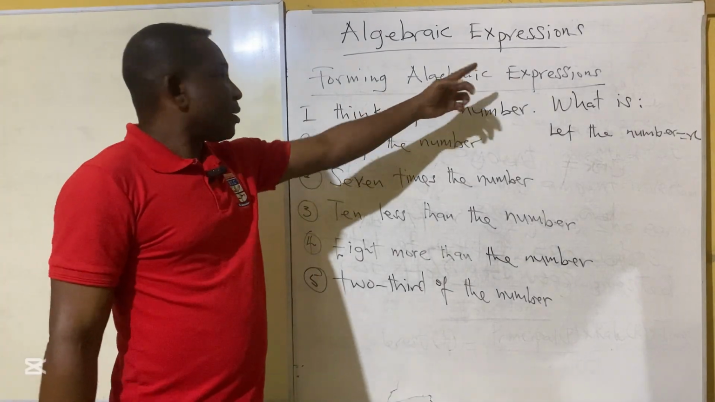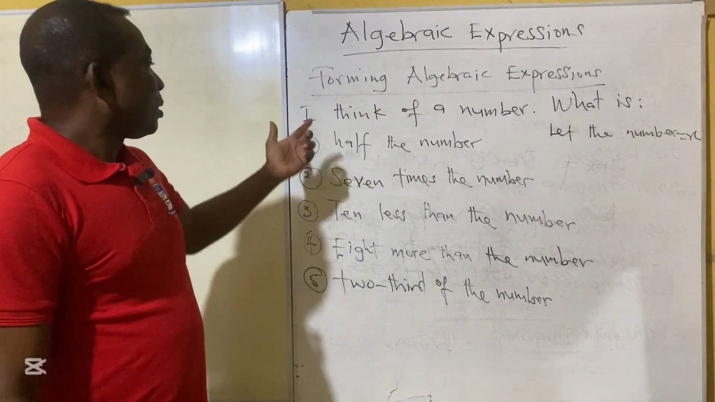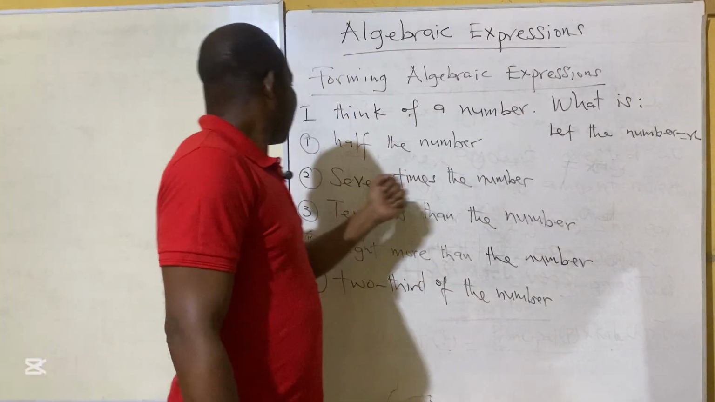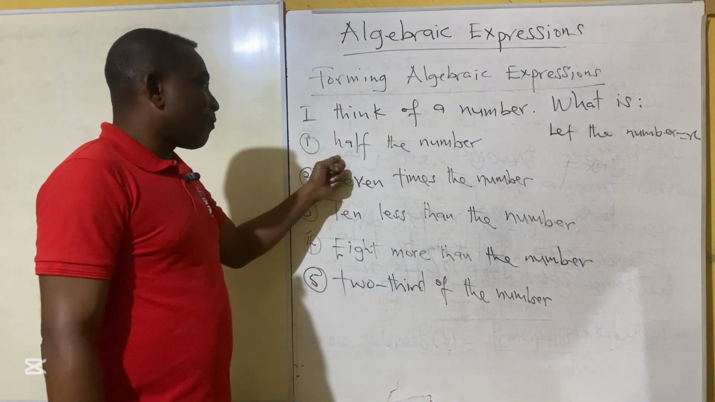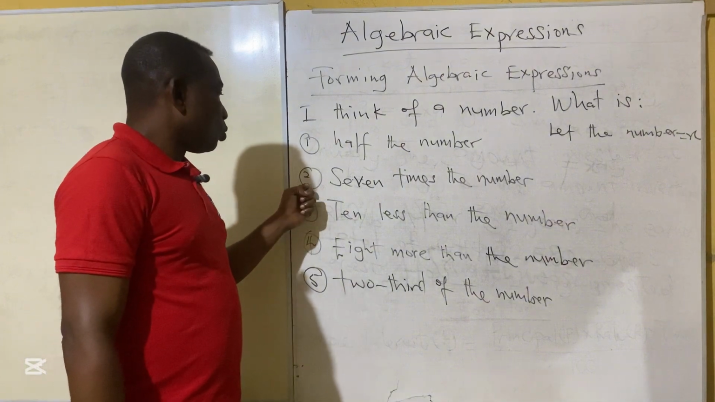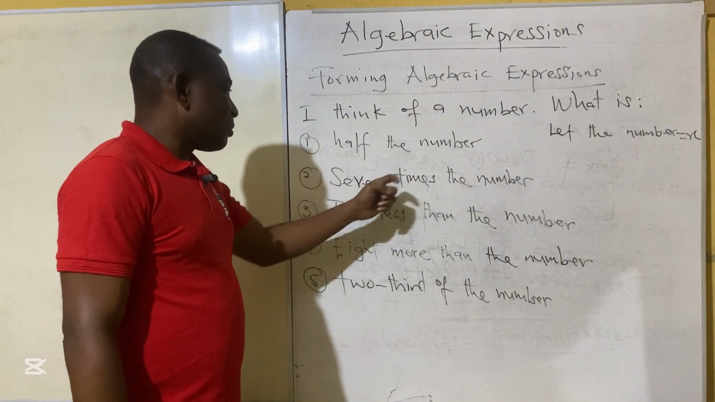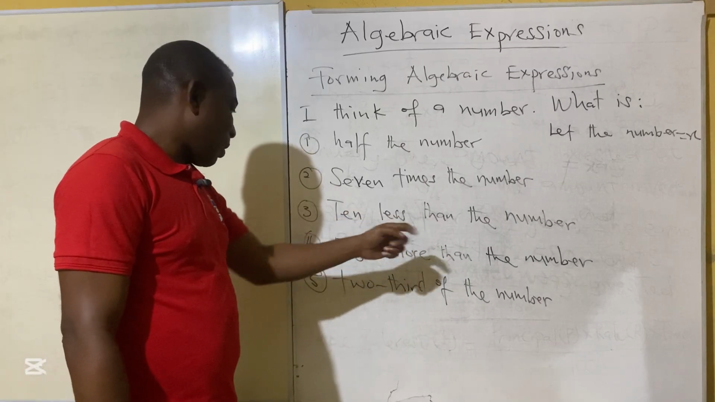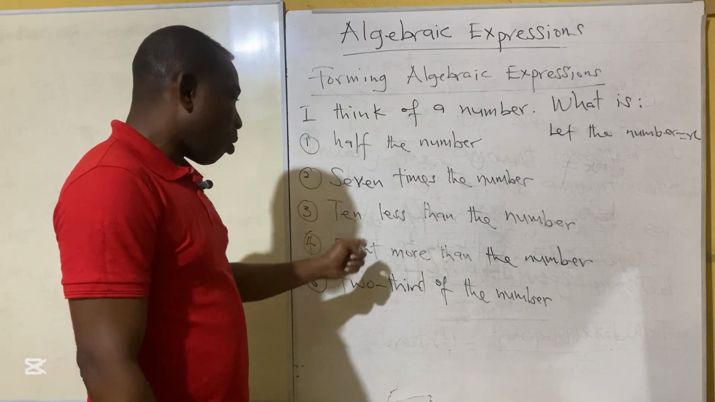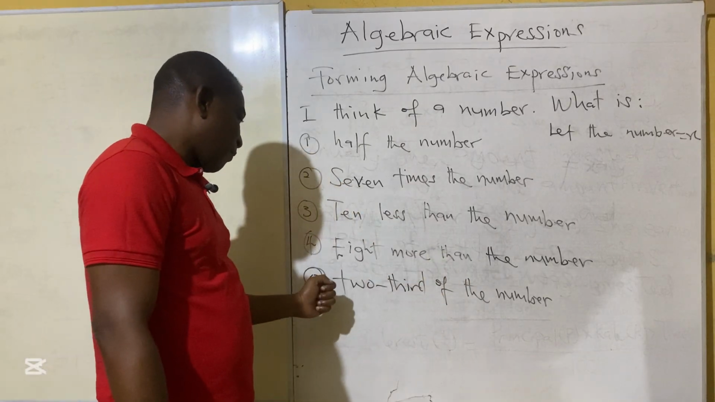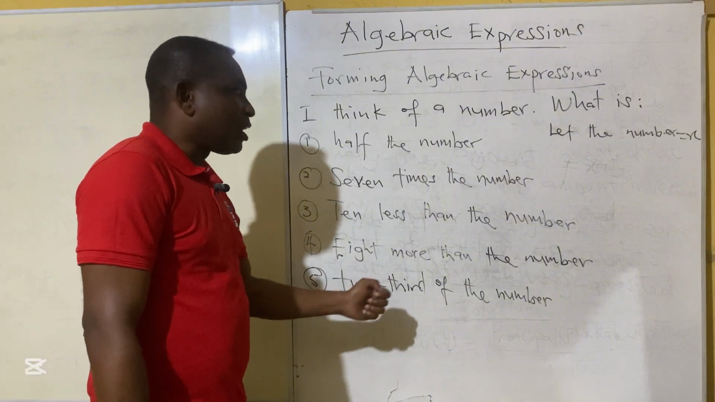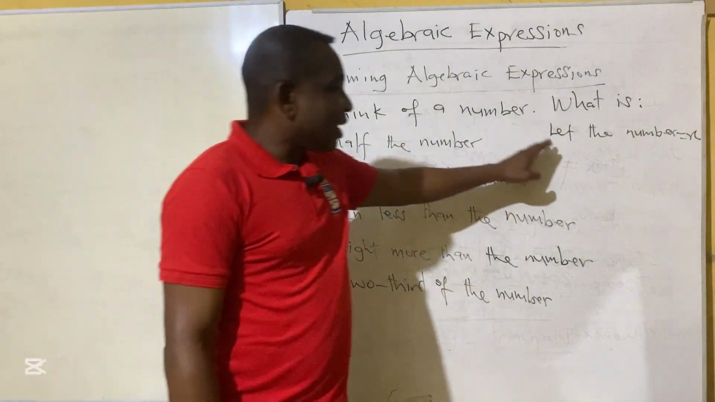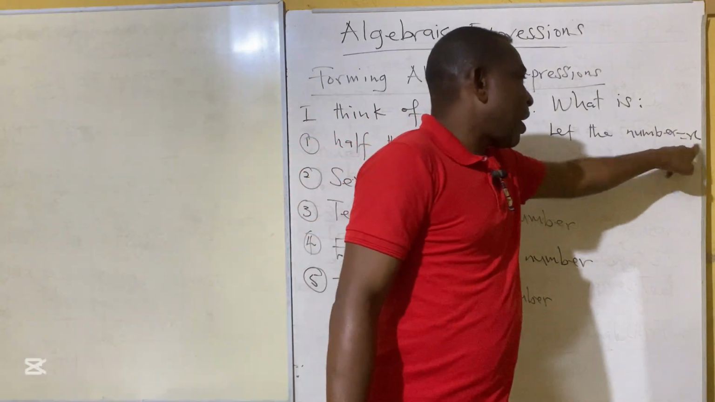Forming algebraic expressions. I think of a number. What is 1, half the number. 2, 7 times the number. 3, 10 less than the number. 4, 8 more than the number. 5, 2/3 of the number. Do you know the number? No. So we say, let the number equal x.